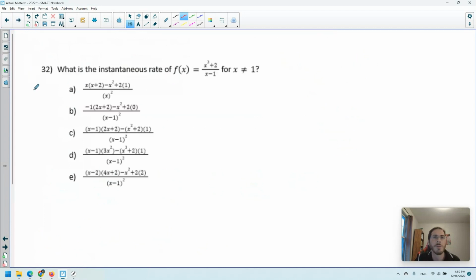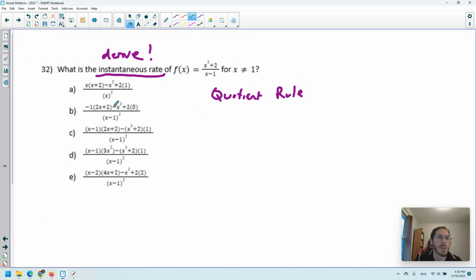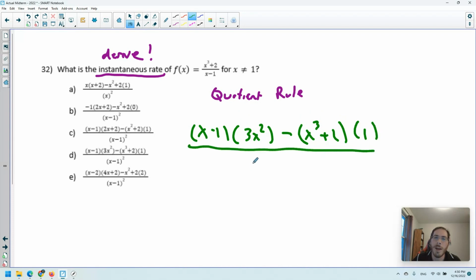All right, 32, what's the instantaneous rate of change whenever x does not equal 1? So it's saying, find the derivative, because instantaneous rate of change is our code word for derivative. So we're dividing, so this is going to be a quotient rule. Pretty straightforward interpretation. So low d high, that's going to be 3x squared minus high, x cubed plus 2, d low, that's just 1, square the bottom, x minus 1 squared, and away we go.